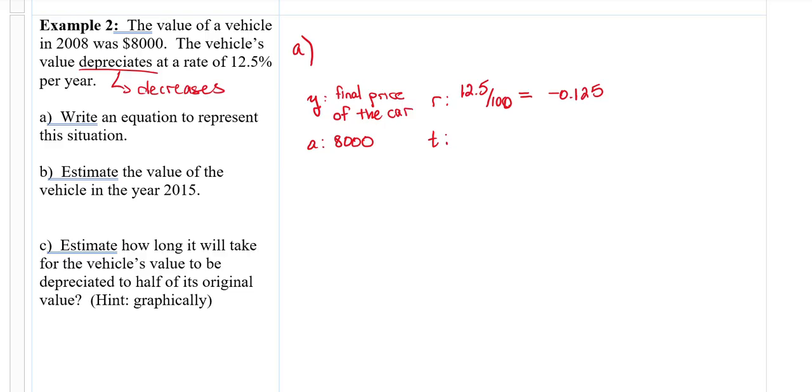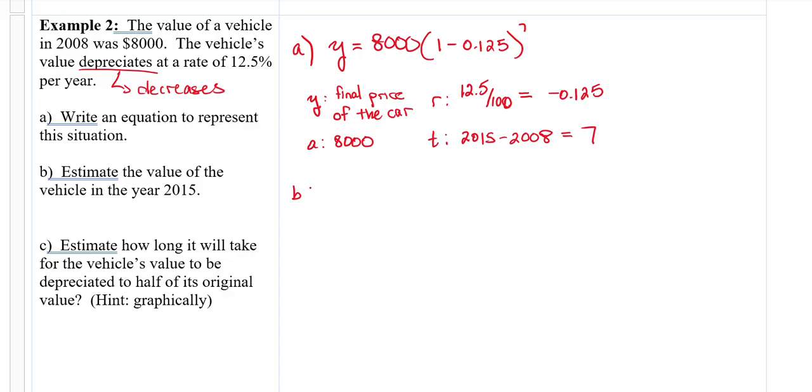Now, for our time period, we know the price of the vehicle in 2008 was $8,000, and then we are going to estimate the price in the year 2015. So to find that time period from 2008 to 2015, I'm just going to subtract 2015 minus 2008. That will give me 7. So here's what our formula is going to look like. Y equals our initial amount, 8,000, parentheses, 1 minus 0.125, all raised to the 7th.